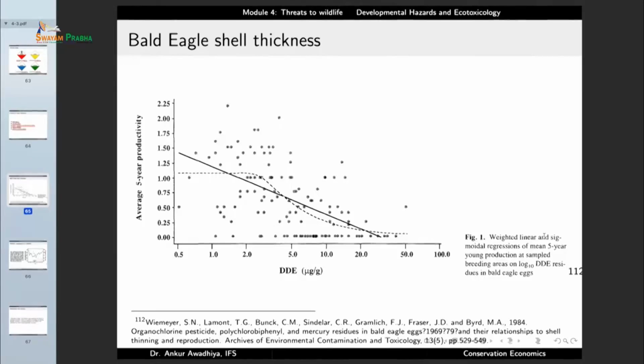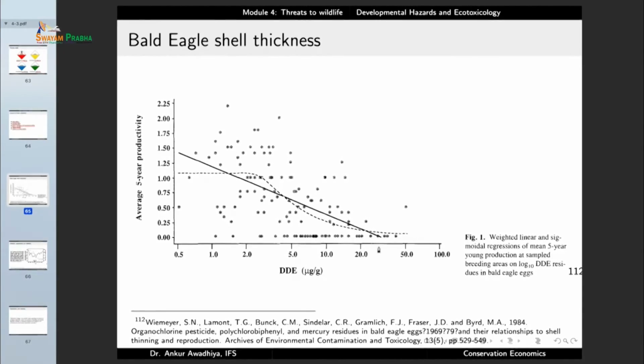Now, it was later found out that because of these residues, the eggshells that are formed are very thin. And they are so thin that when the bird sits on these eggs, the eggs break, which reduces the productivity of these birds. So, this is a curve that is telling us that as the concentration of these residues increases, they start showing a more drastic impact than was shown when the concentrations were lesser.